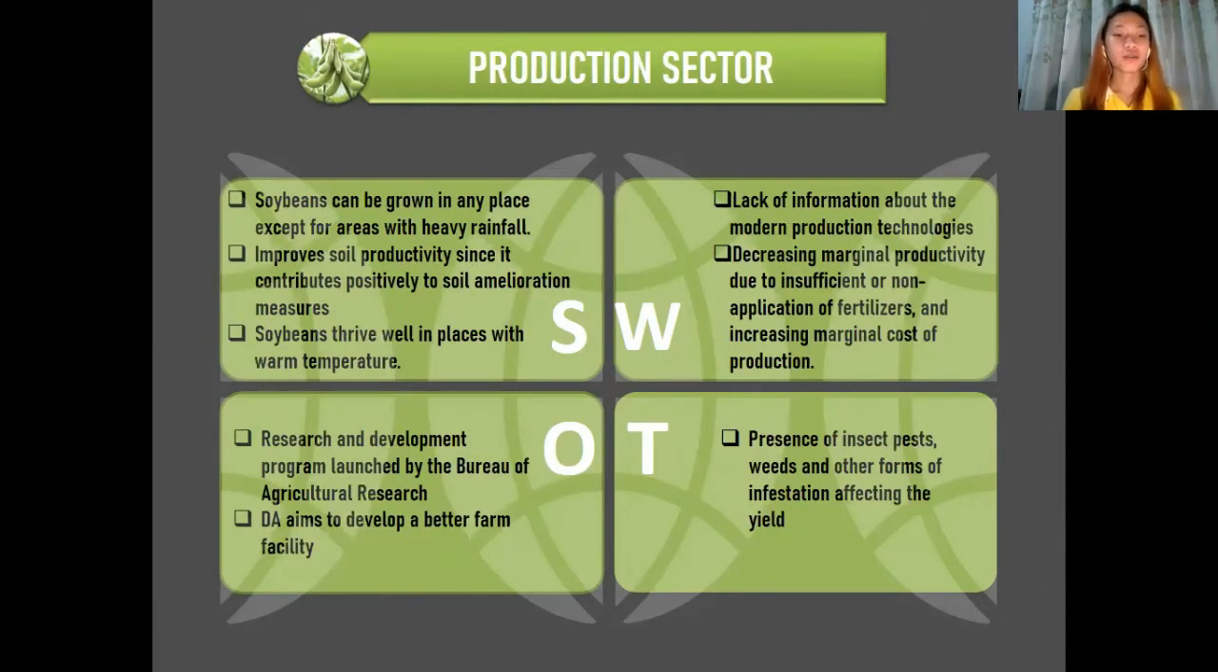Next is the farm production sector. One of the strengths is soybean can be grown in any place except for areas with heavy rainfall. But the weakness would be lack of information about modern production technologies. There's a huge opportunity given to the farm sector because the Department of Agriculture aims to develop better farm facilities, but the threat is the presence of insect pests, weeds, and other forms of infestation affecting the yield.